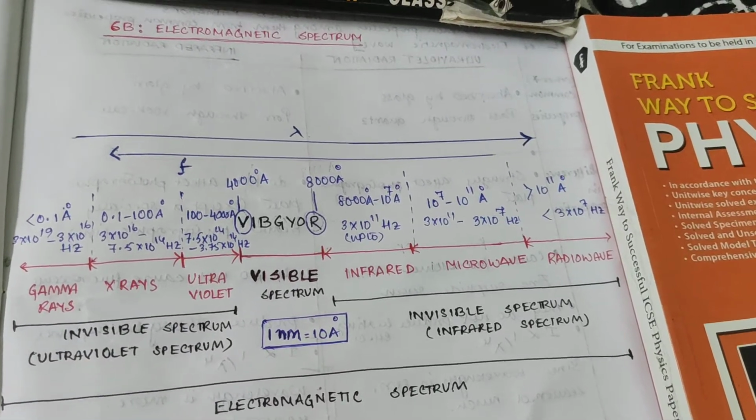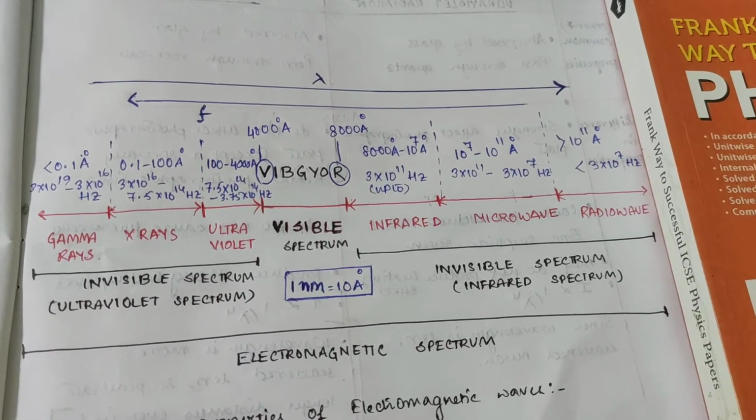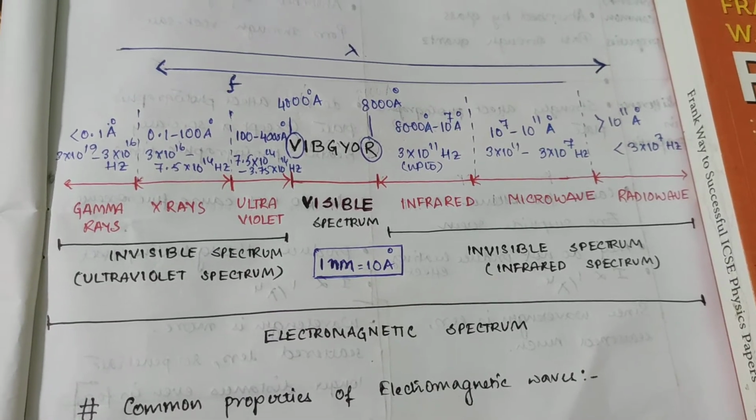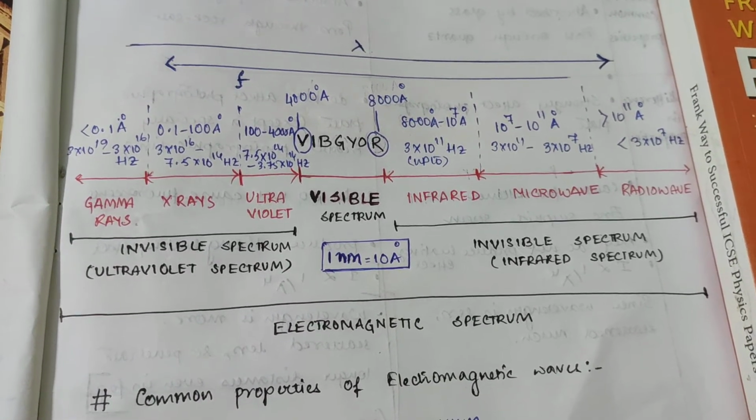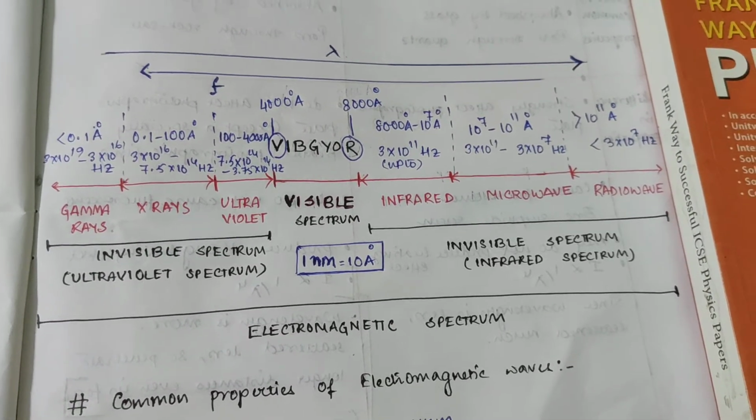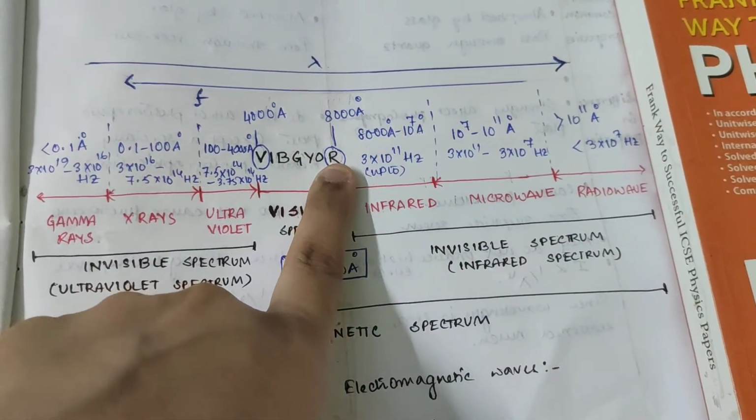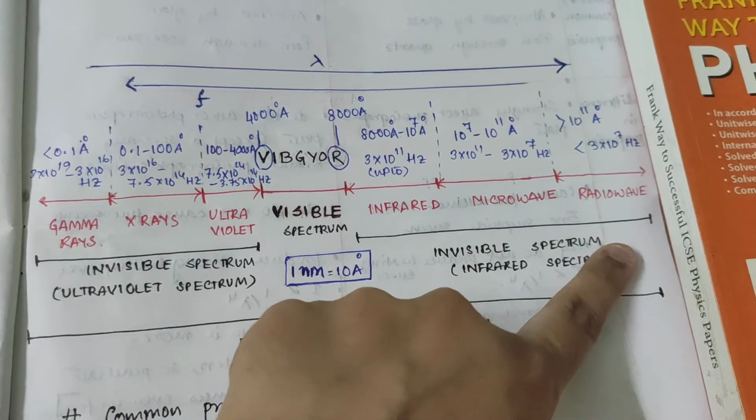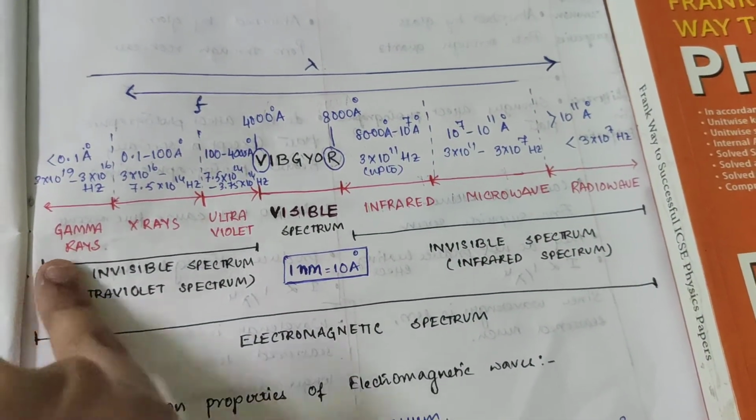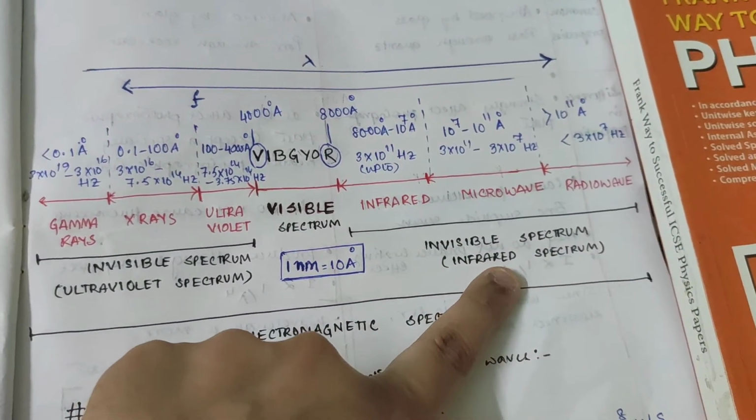Now, it was found that beyond the visible spectrum there also lie certain radiations which are not visible to us with our naked eyes. So that forms the invisible spectrum. Just see, beyond the red end of the VIBGYOR we have invisible spectrum, and beyond the violet end we have invisible spectrum. Beyond red, the spectrum which we have is the infrared spectrum.